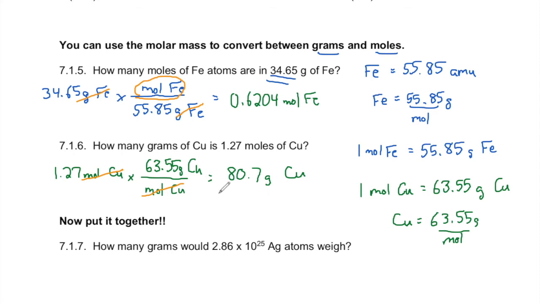And that makes sense as well, because 1 mole is 63.55 grams. We have a little bit more than 1 mole. We have 1.27 moles, so it's going to be just a bit more than 63.55 grams. It's not going to be double this, but just a little bit more.